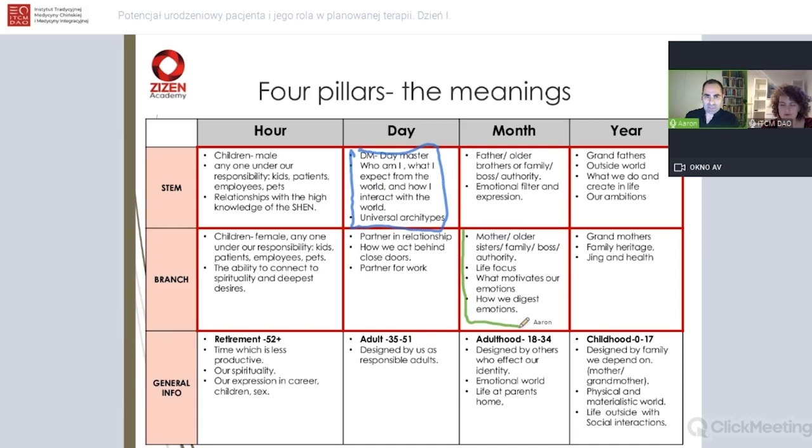Who has wood energy on the branch of the month.